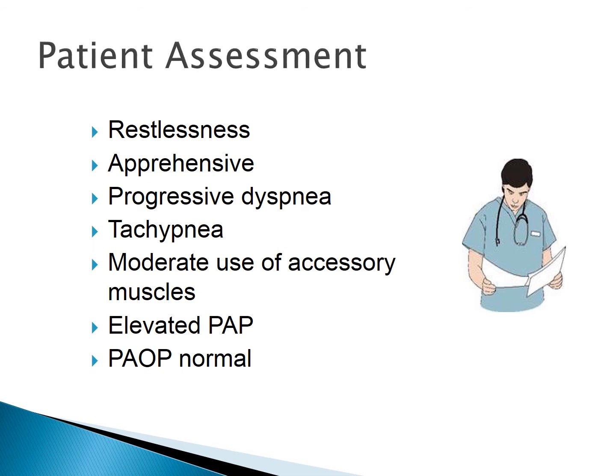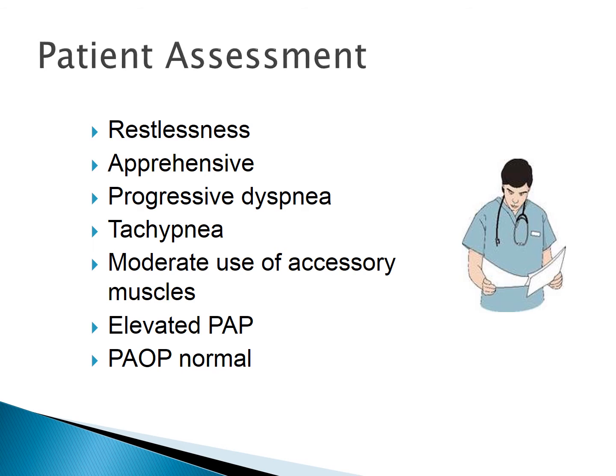I've got pulmonary hypertension, don't I? I have pulmonary hypertension because I have clots. I have pulmonary hypertension because I have fluid. But why is my PAOP normal? What's PAOP tell me? It's telling me what's going on in the left side of the heart. But why is that normal?